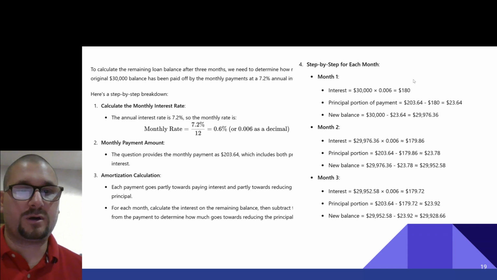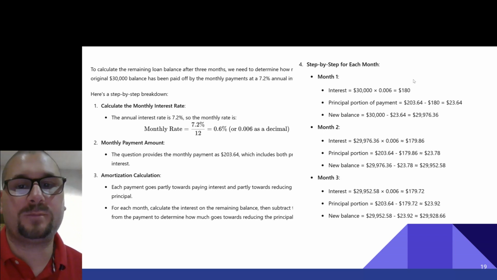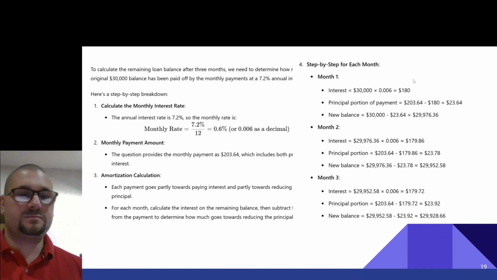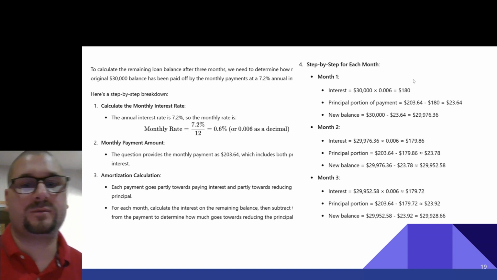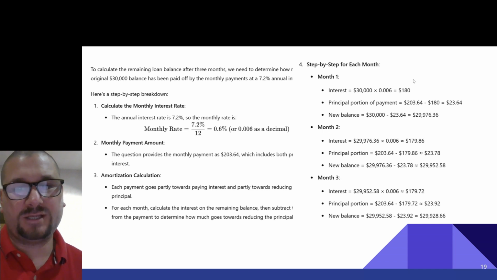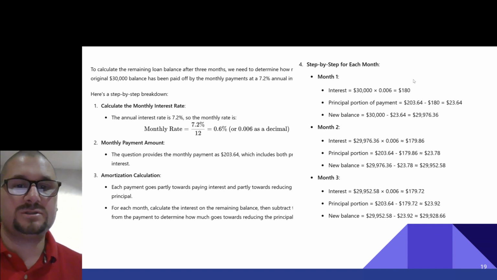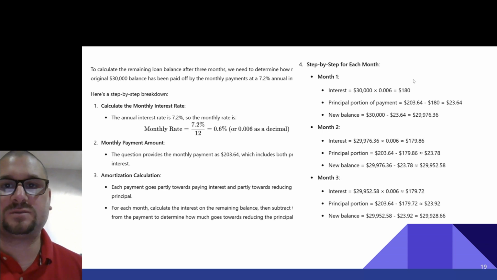Each payment goes partly towards paying interest and partly towards reducing principal. So for each month, calculate the interest on the remaining balance, then subtract from the payment to determine how much goes towards reducing the principal. Step by step for each month. Month 1, interest is $30,000 times 0.6%, $180. The principal portion of the payment is $203 minus $180, that's $23. The new balance is 30 grand minus $23.